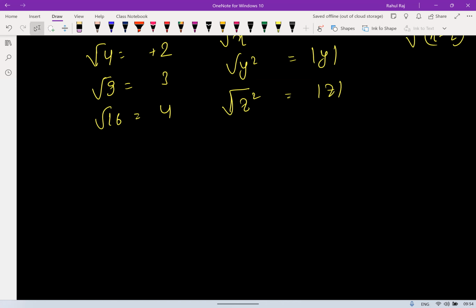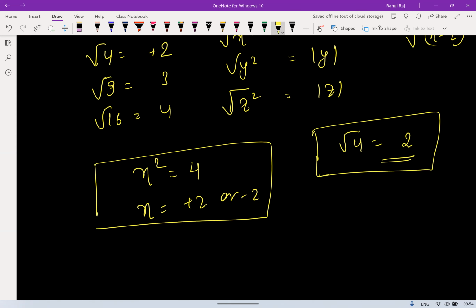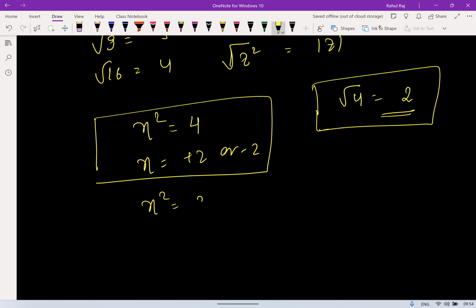Next, Alexa, see here. X square is equal to 4. X can be plus 2 or minus 2. Please understand. But if it says root 4, the value of this has to be 100% positive. Be very clear with these two statements. There should be no confusion at all. If it is said to you x square is equal to 36, x can be plus 6 or negative 6. But if they say root of 36, this has to be only 6, no negative at all.